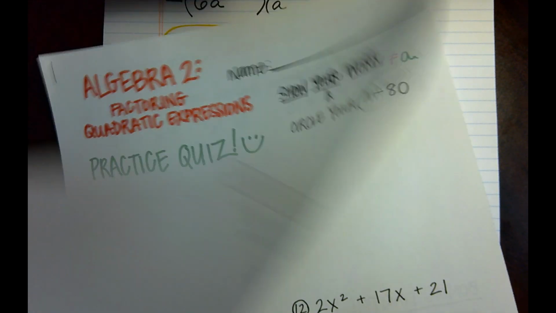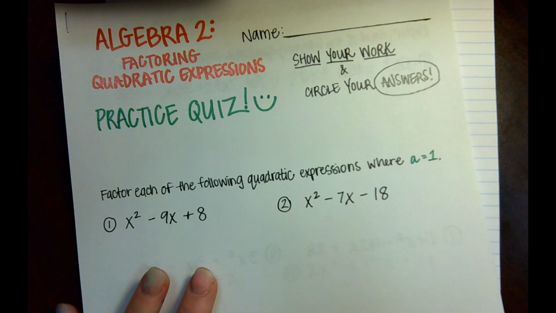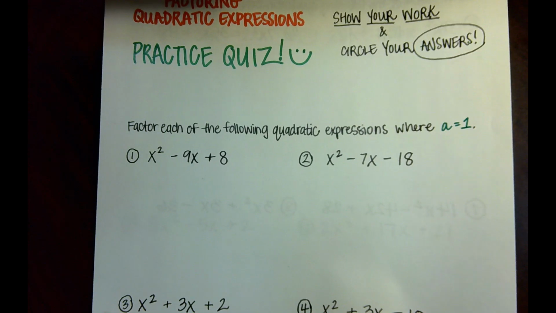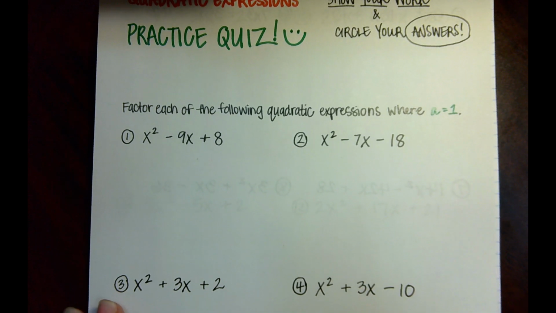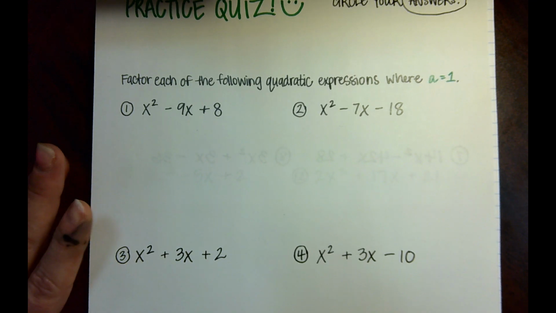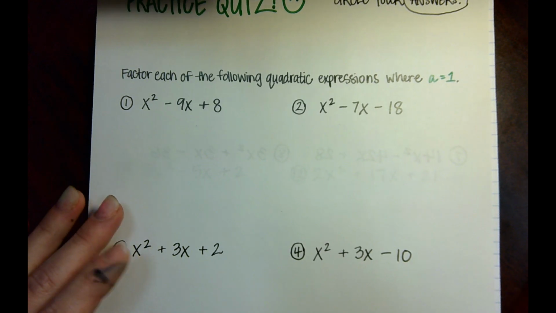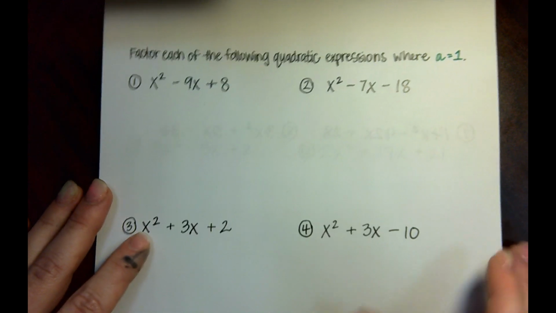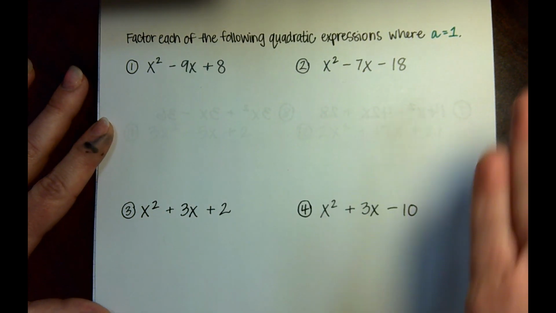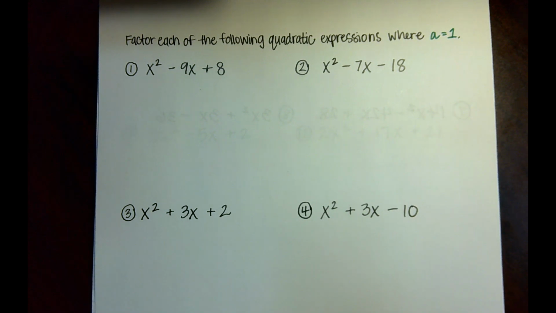As we go through this, also keep in mind you will be able to use this on your quiz when you take the quiz. So your quiz is going to look almost identical. Same kind of questions, just slightly different numbers. So on the very first page, we have 4 problems, 4 quadratic expressions, and all 4 of them have leading terms of 1. A is 1.